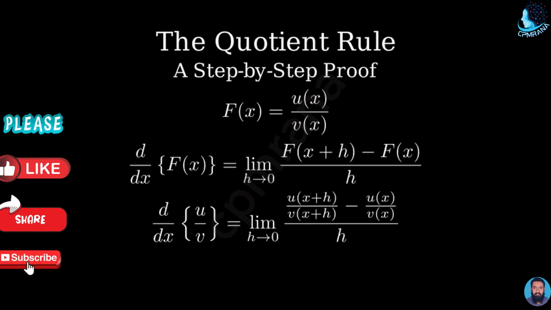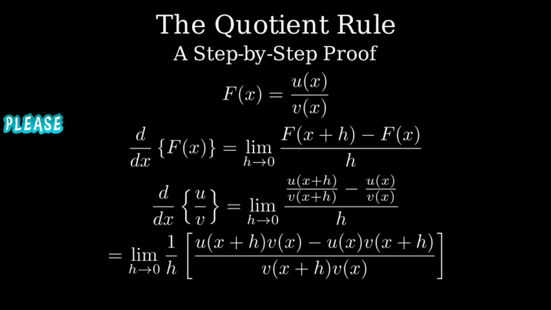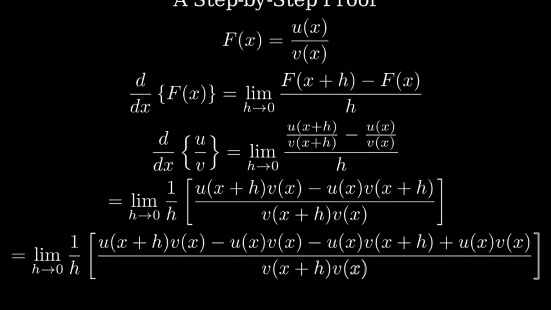To subtract these fractions, we need a common denominator. We multiply the first fraction by v of x over v of x, and the second by v of x plus h over v of x plus h. Now comes the clever part. We'll add and subtract u of x times v of x to the numerator. This doesn't change the value, but it helps us group terms in a useful way.